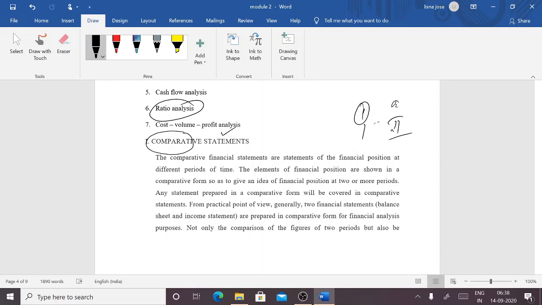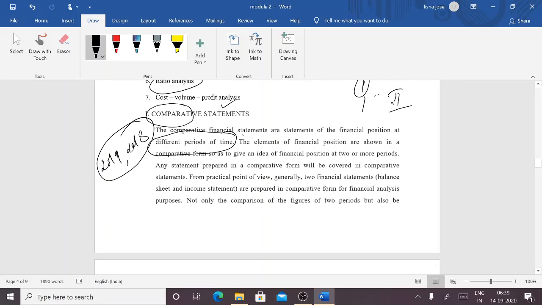So comparative financial statements are the statements of the financial position at different periods of time. So this is very important. Different periods of time. That means in the year 2019 and in the year 2018. We are comparing the items of the financial position of the company during these two years. The elements of financial position are shown in a comparative form so that it gives an idea about the financial position of two or more periods. Any statement prepared in comparative form will be covered in comparative statement.